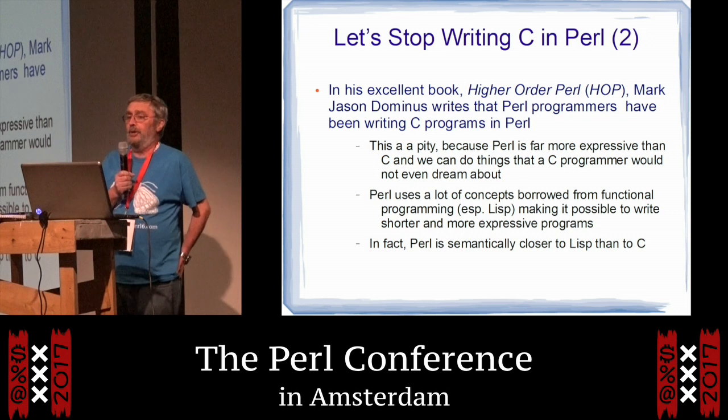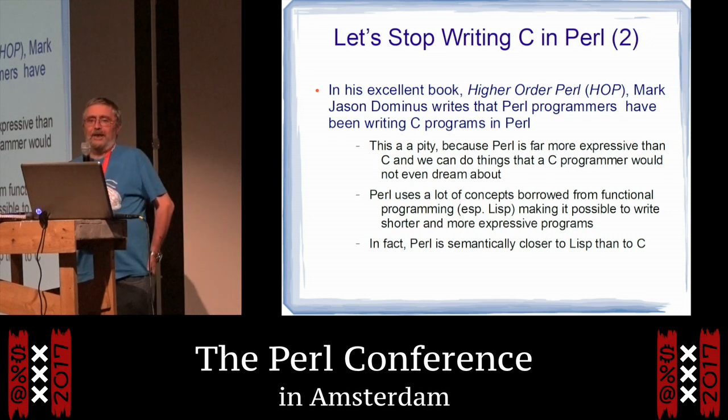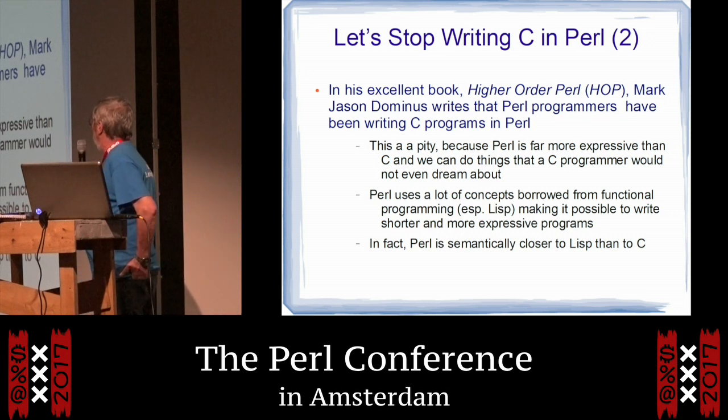So in his very good book, Higher Order Perl, Mark Jason Dominus says that we're writing C programs in Perl, and this is really a pity, because Perl is much, much more expressive than C, and we can do many, many things that a C programmer wouldn't even dream of.